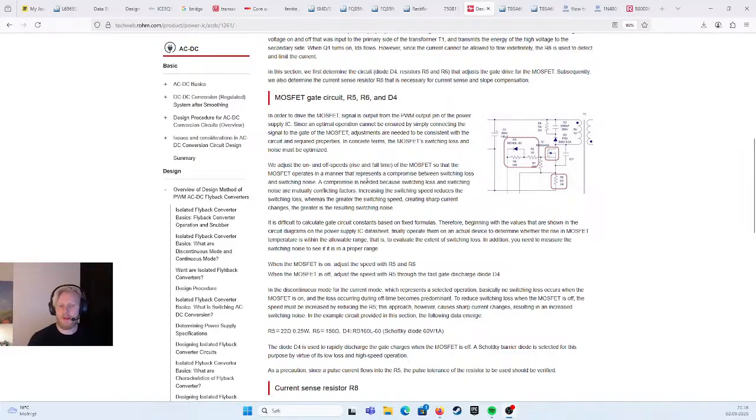But yeah, we're gonna continue next time. So what we know so far, at least from selecting a MOSFET, the switching MOSFET for this circuit is that we also need to select the resistor here, the gate resistor, in order to adjust on and off times, I guess, or the on times. Adjust the speed with R5 and R6. And here, when the MOSFET is off, we need to adjust the speed with R5 through the fast discharge diode.